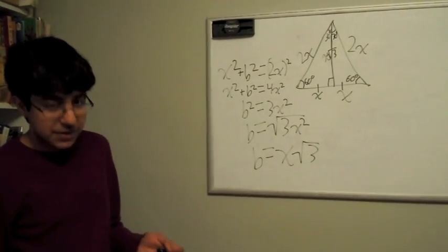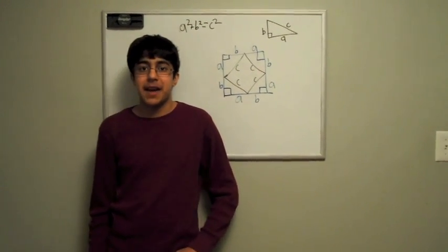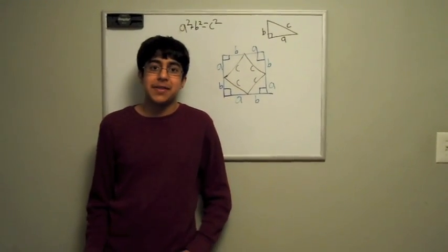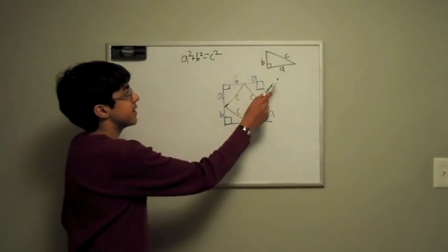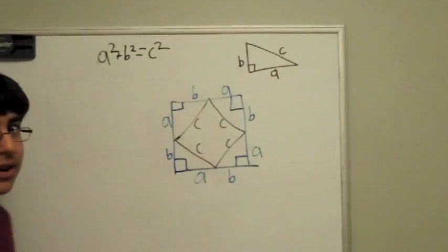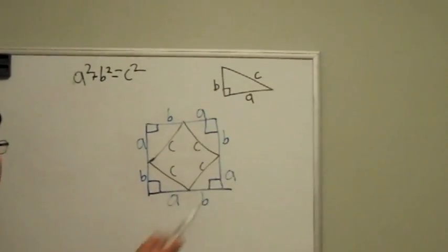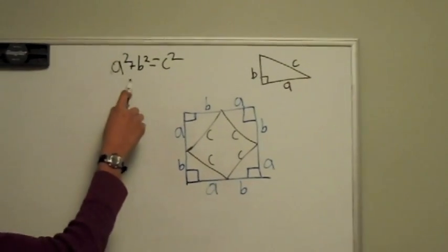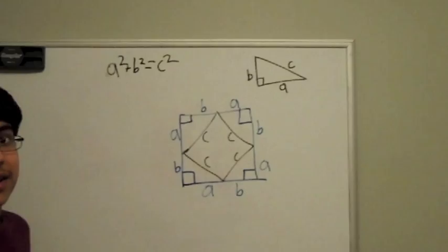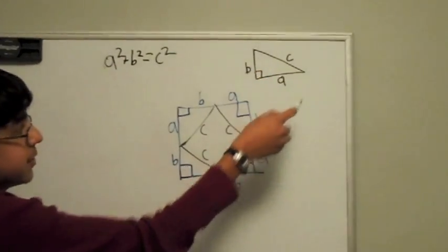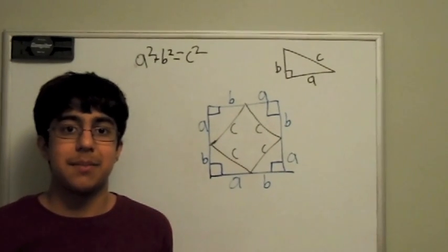Those are 3 proofs involving right triangles. The first is Pythagorean theorem. Pythagorean theorem states that the sum of the squares of the lengths of the legs of a right triangle is equal to the square of the length of the hypotenuse. More simply put, a squared plus b squared equals c squared, where a and b are the legs of the triangle, and c is the hypotenuse. In a right triangle, the hypotenuse is always the side opposite the right angle.